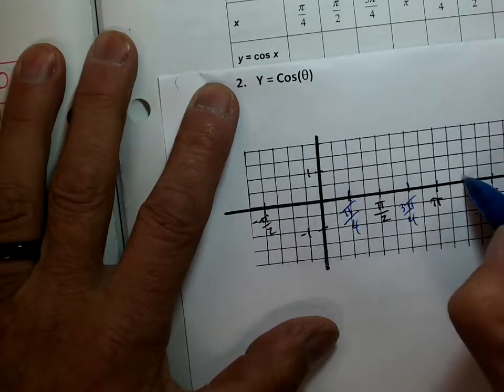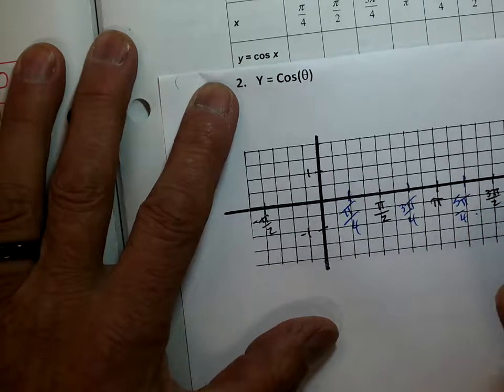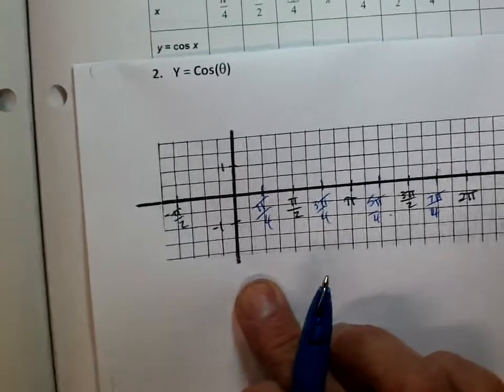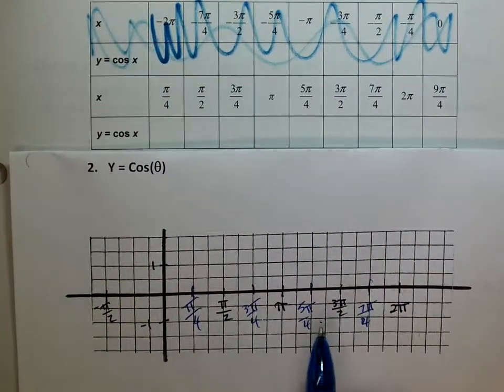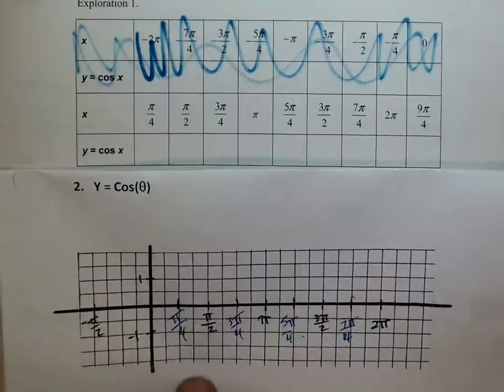I need to add my 5 pi fourths here. And I'll add my 7 pi fourths here, okay? So I've got all of my angles from the circle, but I just added the fourths this time, okay? So I added my pi fourths, my 3 pi fourths, 5 pi fourths, 7 pi fourths. And those are the values, those are the angles on our circle, okay?